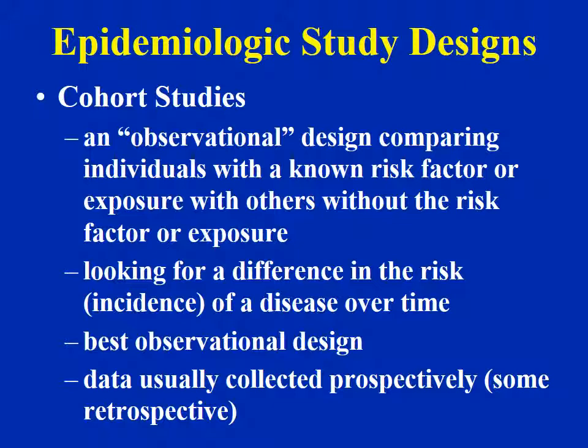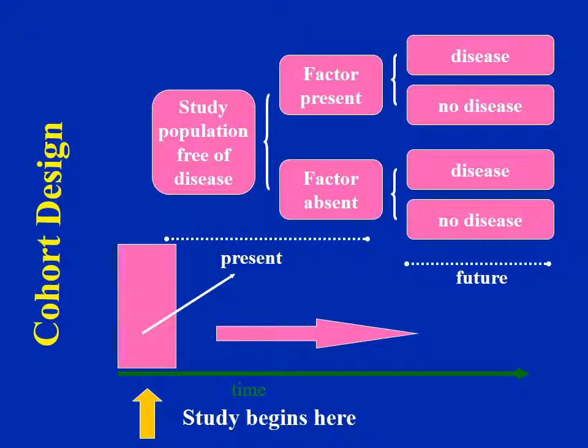The data can be collected going forward in time, where we recruit people and follow them over time forward, look for their exposures and look whether or not they got the disease, or we can look backward. And for workplace epidemiology or occupational epidemiology, that's a common study design. We look backwards at their records and see whether or not they were exposed.